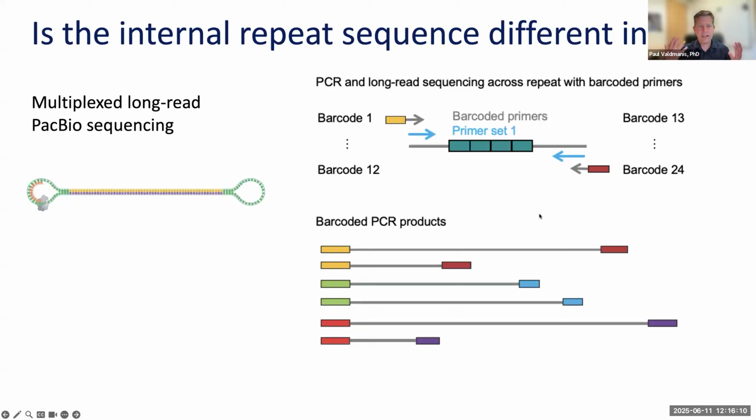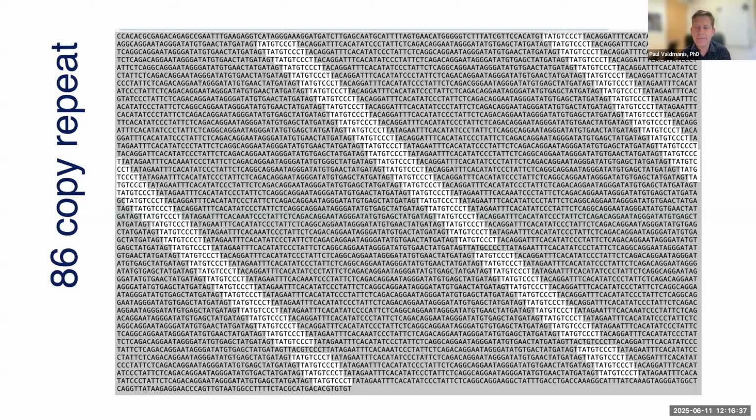But of course, this is just again the length of the repeat. We really wanted to know what the internal sequence was in case there was some kind of specific sequence that helped in this association with some of the RNA binding proteins like TDP43 and FUS. So what we did was we designed, actually appended to the PCR primers for this repeat, 12 barcodes before and 12 barcodes after to allow us to multiplex across this repeat in 100 individuals.